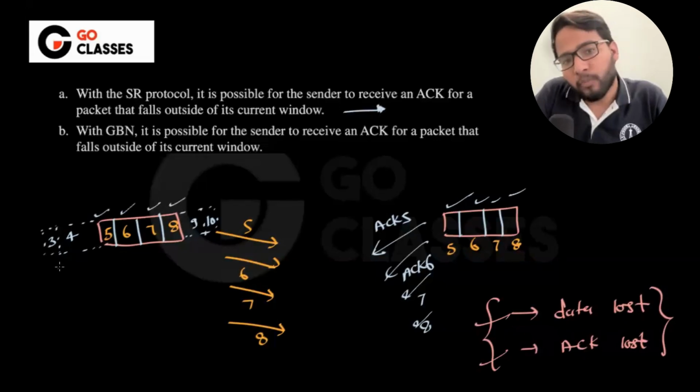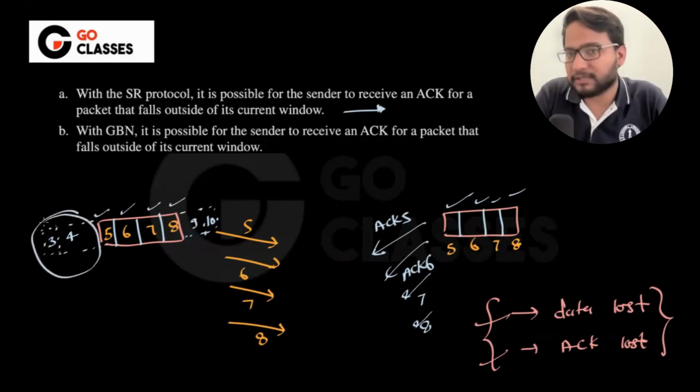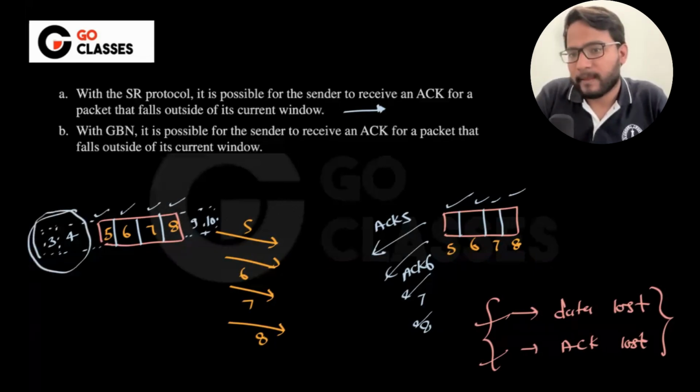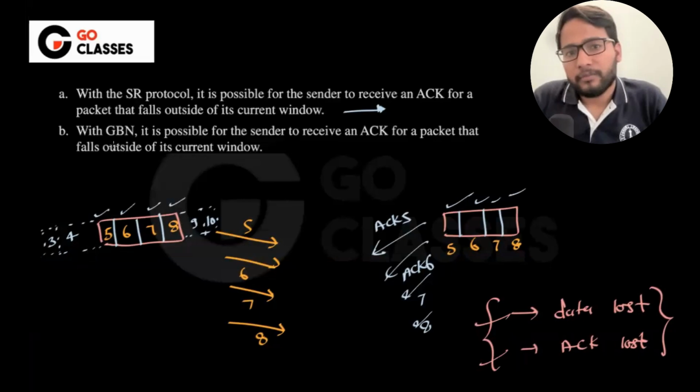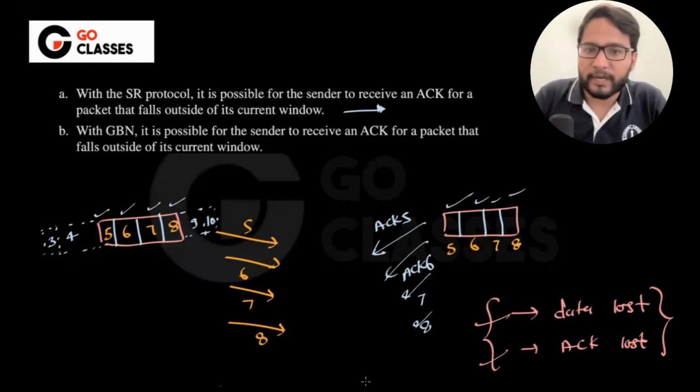So here in the SR protocol, is it possible to receive an ACK which is outside the window? No, because the moment you shift the window, it means you're confirming that all the ACKs here have been received. Only then do you shift the window. So is it possible to receive the ACK for 3 and 4? The answer is no. With Go-Back-N, is it possible for the sender to receive the ACK for a packet that falls outside the window? What do you think?